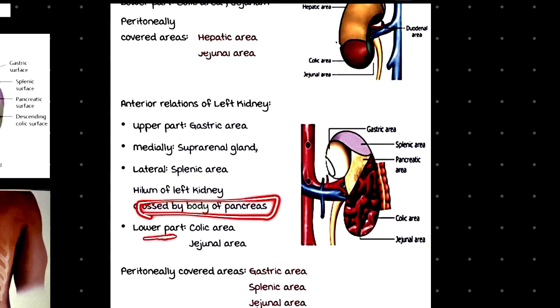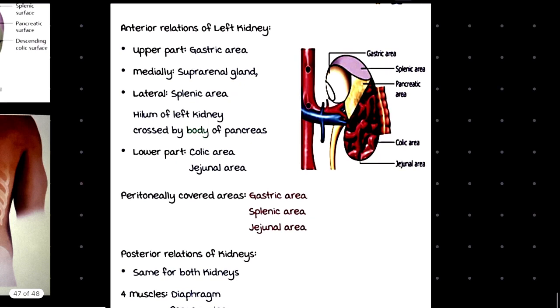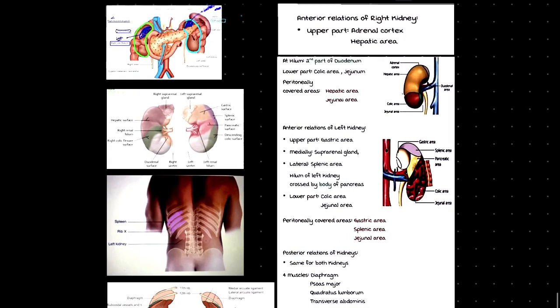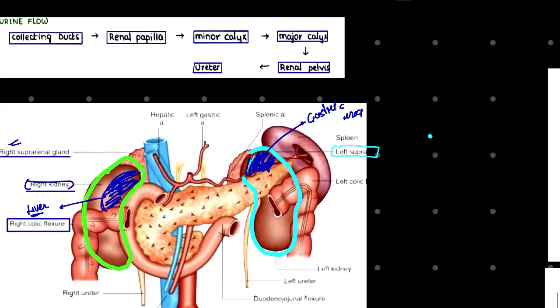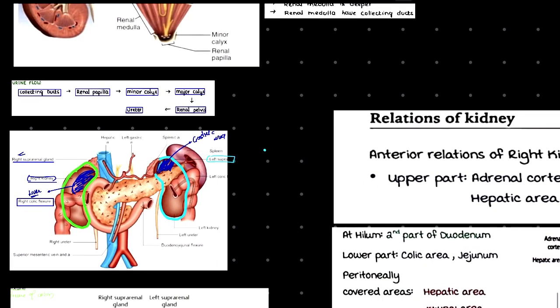Similarly, the lower part, this region, consists of what? Colic area and jejunal area. Now talking about the peritoneally covered area, we have the gastric area, the splenic area, and the jejunal area. That's all, right? These three areas. Now we talked about the anterior relation of both kidneys, right? Anterior relation of both kidneys.